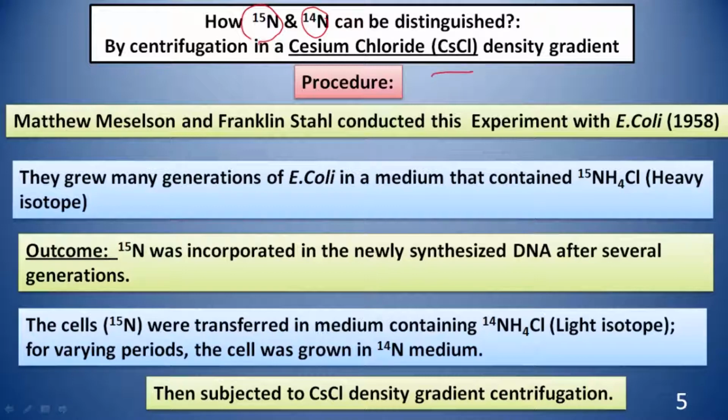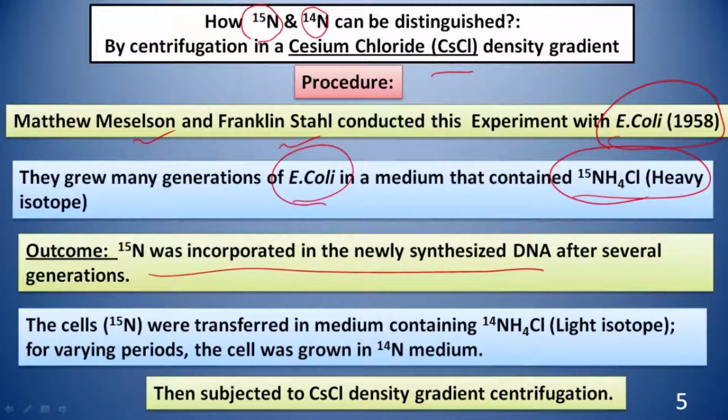So Matthew Meselson and Franklin Stahl conducted this experiment with E. coli in 1958. They grew many generations of E. coli in medium that contained the heavy isotope of nitrogen, and the outcome was that this heavy isotope of nitrogen was incorporated into newly synthesized DNA after several generations. Then these cells were transferred to a medium containing the light isotope, that is N14. For varying periods of time, meaning different periods of time, the cells were grown in N14 medium, and then subjected to cesium chloride density gradient centrifugation.